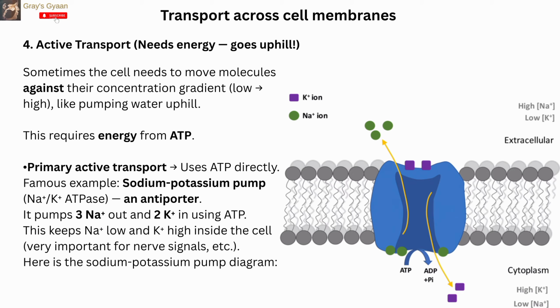Famous example: sodium-potassium pump, ADPase, an antiporter. It pumps 3 sodium ions out and 2 potassium ions in using ADP. This keeps sodium ions low and potassium ions high inside the cell, very important for nerve signals, etc. Here is the sodium-potassium pump diagram.